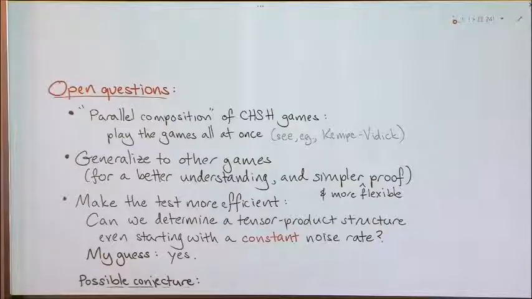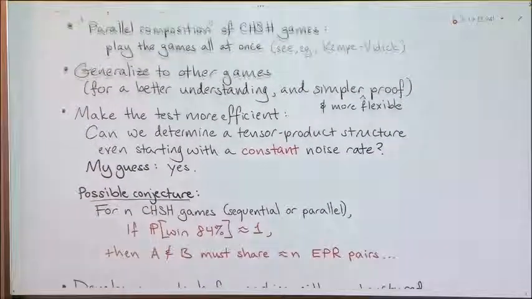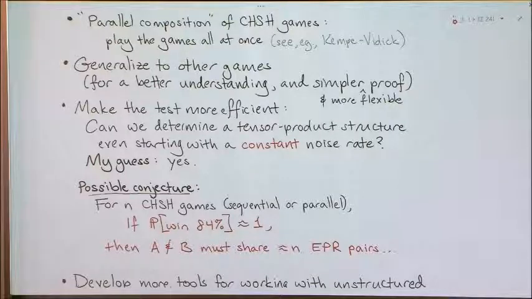A third open question that I think is interesting is to try to make this kind of test much more efficient. I've said that we have various polynomial blowups, so in theory it's efficient, but it's quite bad. We'd like to be able to show that even if you have a constant error rate, then similar kinds of theorems should hold. So say you win with probability 84%, so that's 1% off from optimal. Can you still come up with a similar kind of theorem?